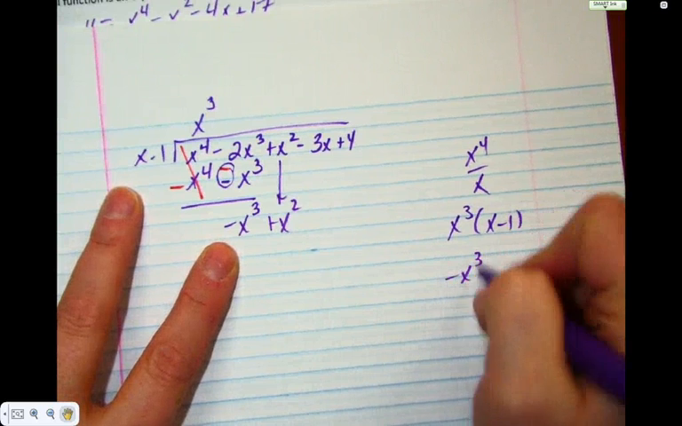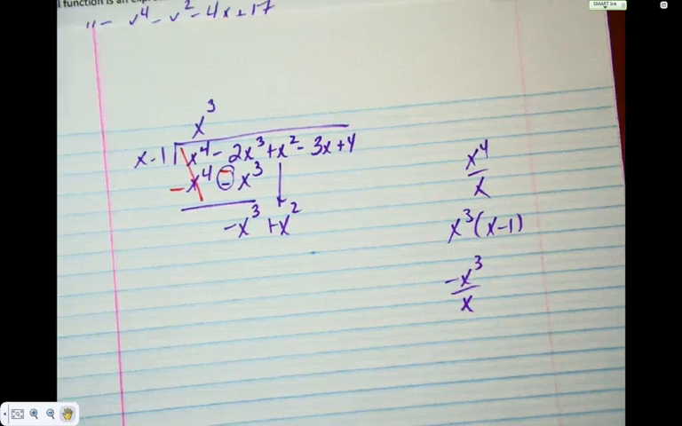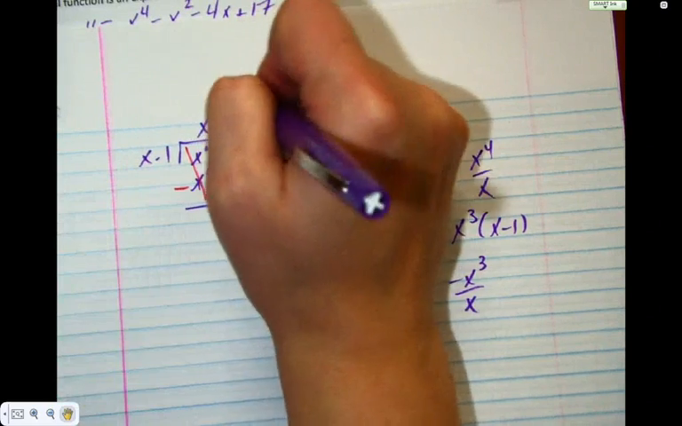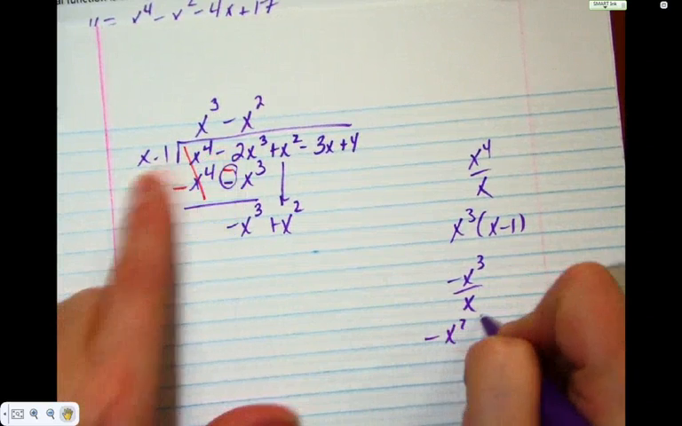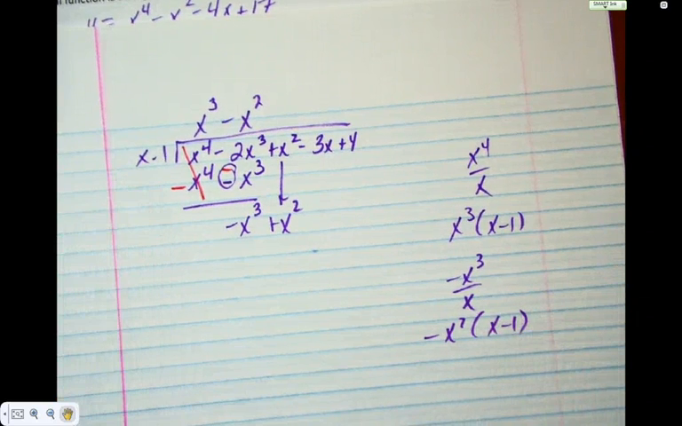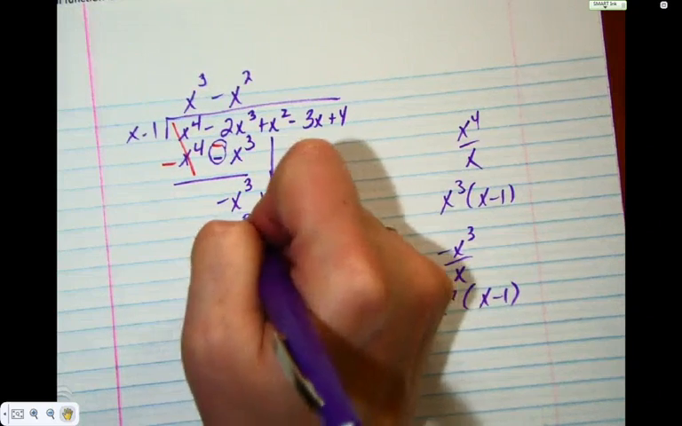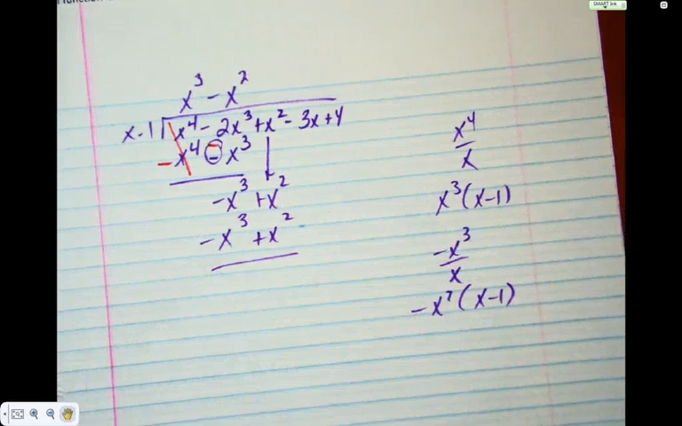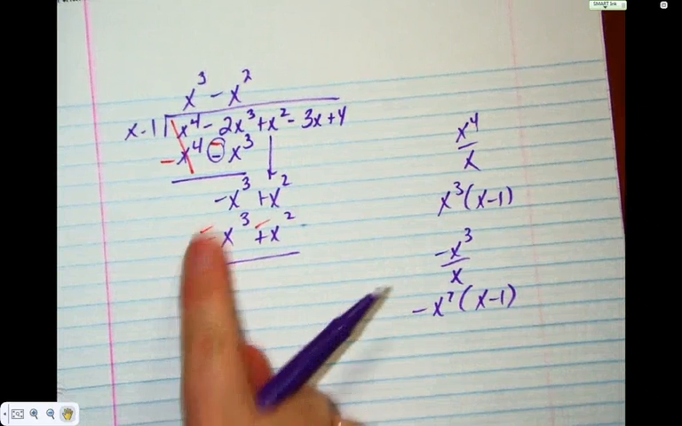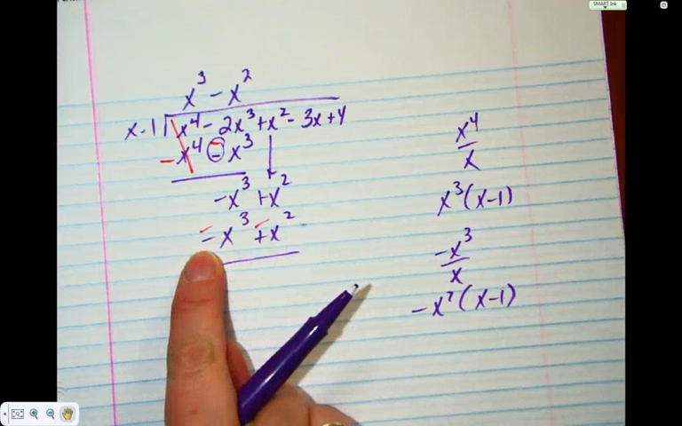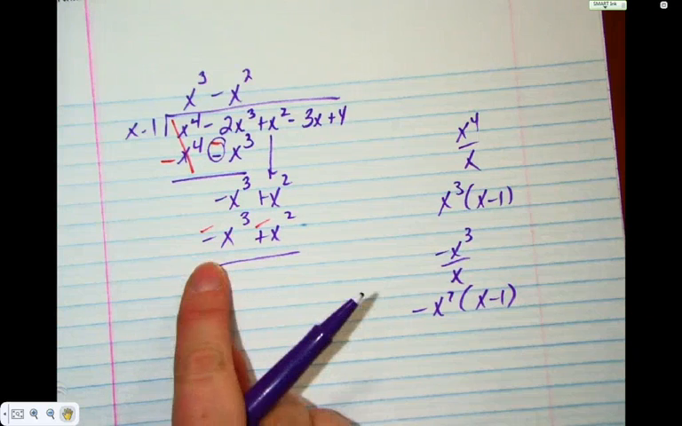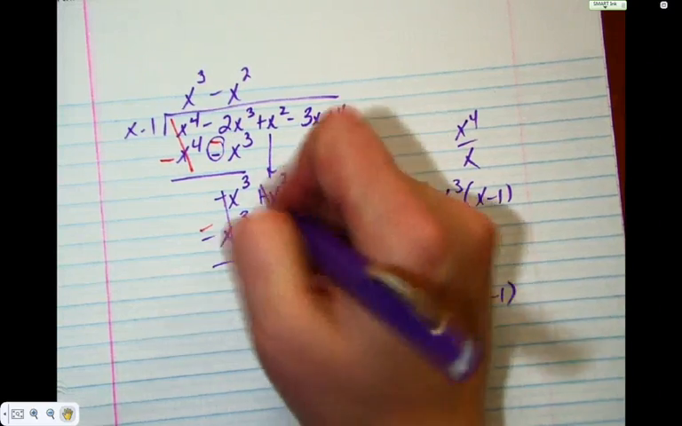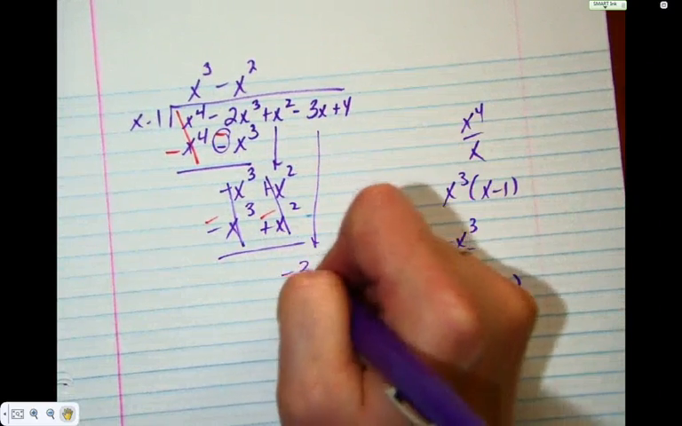First thing I do is divide. So negative 3x cubed divide by x. Negative x squared. Then I'm going to multiply my negative x squared by the outside. Negative x cubed plus x squared. Okay, then I've got to subtract. What's going to happen here with all this stuff here? So negative is positive. So negative x cubed plus x cubed. X squared minus x squared. Okay, and that's okay. That just means I bring down the next two.